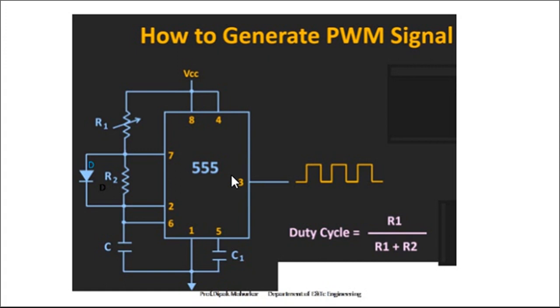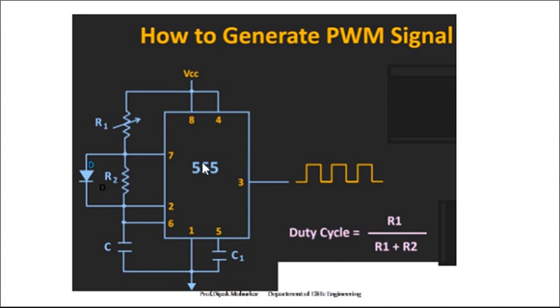Pin number 8 is connected to VCC, and pin number 1 is connected to ground. The capacitor is connected between pin number 6 and 1, and resistor R2 is between pin number 2 and 7. A variable resistor is connected between pin number 7 and 8. A diode is across the resistor R2.